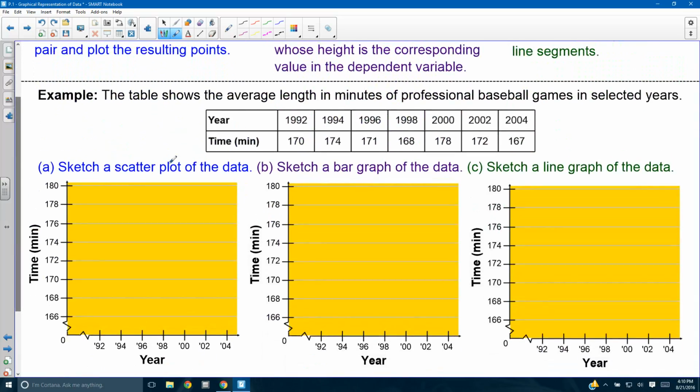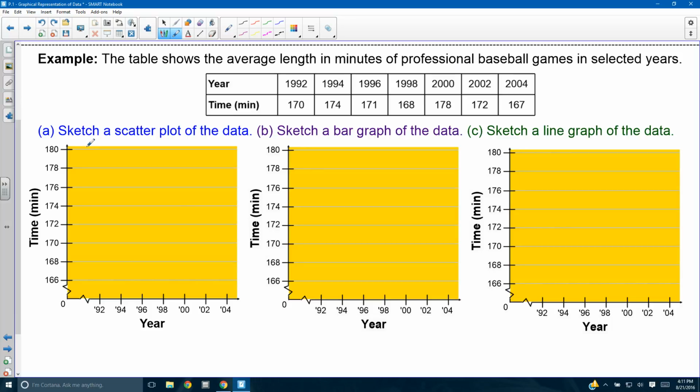So sketching a scatter plot of this data, it shows the average length in minutes of professional baseball games in selected years, 1992 to 2004, skipping every other year here. You can see as the times change, they might be going up or down. We'll see when we plot the graph. That's where this thing helps a little bit. Okay, so let's take a look at what's provided for you.